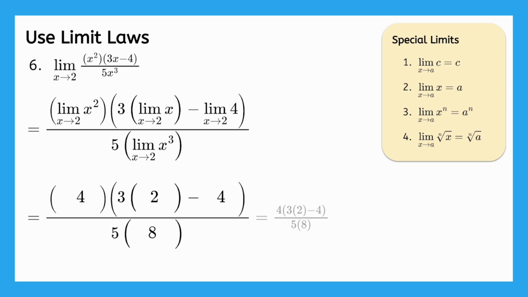We can clean all of this up a bit and get ready to simplify. I get 8 over 40, which reduces to 1/5, and that's our limit.